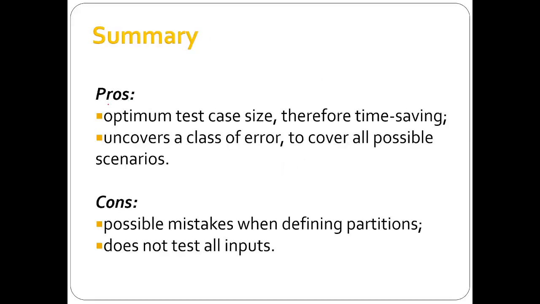So what are the advantages and disadvantages of these methods? Optimum test case size, therefore time saving. You are not going to test each and every value. You are going to partition, and from that you are going to select only the particular test cases and test them. So it is going to save time. It uncovers a class of errors covering all possible scenarios. By using a small set of test values, you are going to uncover the maximum errors by dividing into partitions and boundaries.